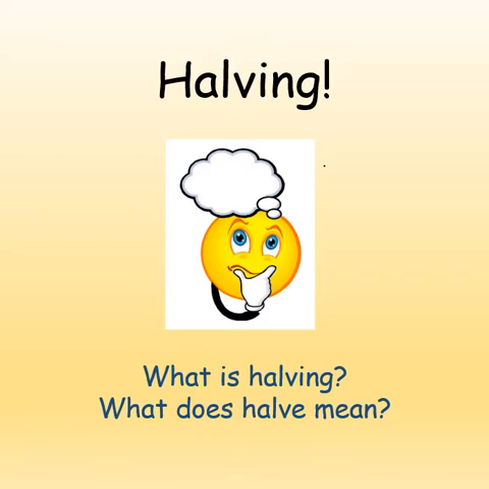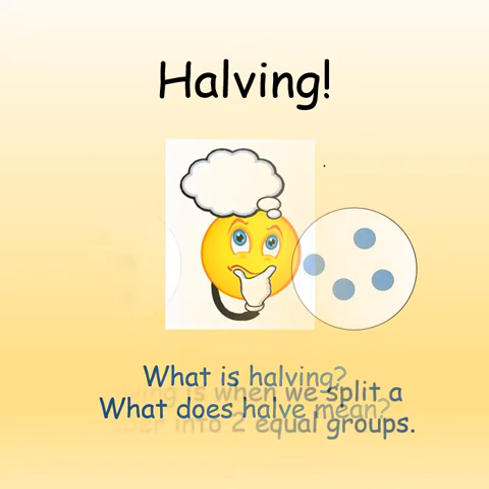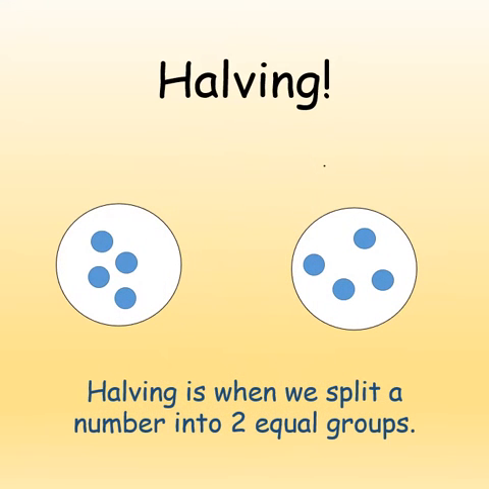Okay, so today we are going to have a think about halving. What is halving? What does halve mean? Halving is when we split a number into two equal groups. So for example, if I've got 8 counters, the number 8, and I want to halve it, I would split my 8 counters into two equal groups.